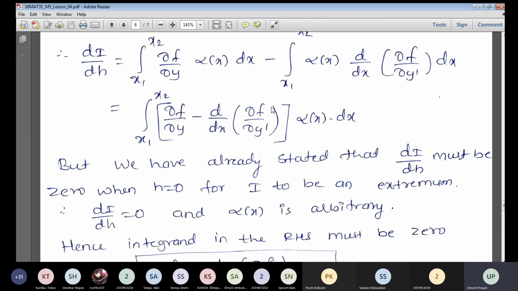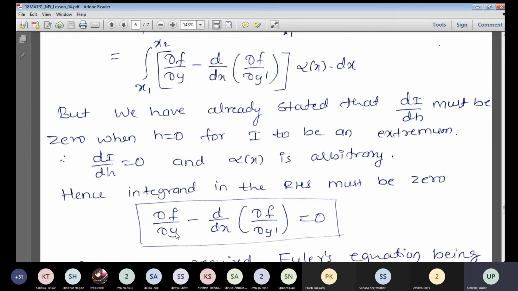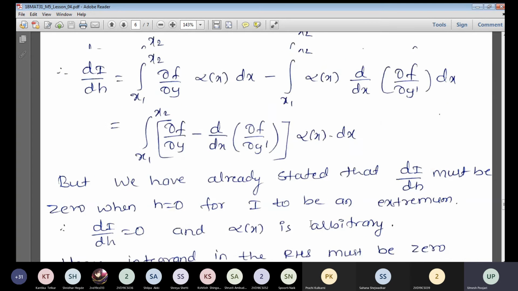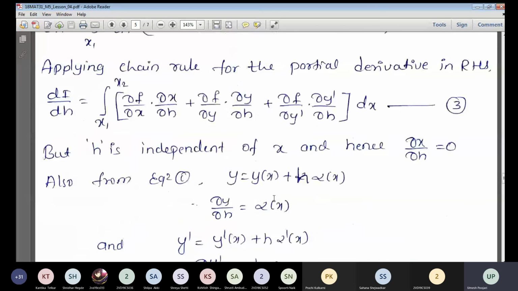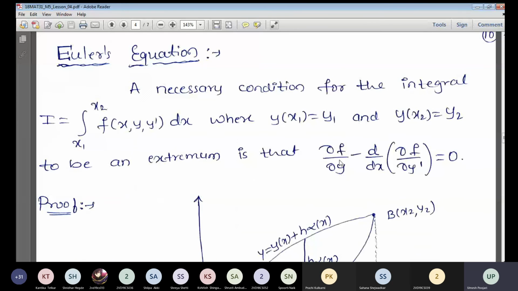So which function can we take as 0? The coefficient of alpha of x. So the coefficient of alpha of x, which is ∂f/∂y minus d/dx of ∂f/∂y', equals 0. So this is nothing but our required condition. In the statement also you can see our required condition is ∂f/∂y minus d/dx of ∂f/∂y' is 0.